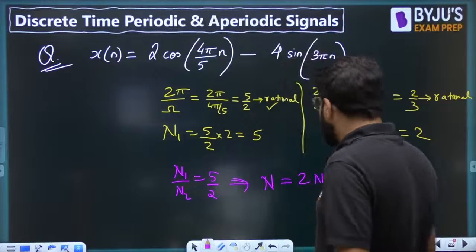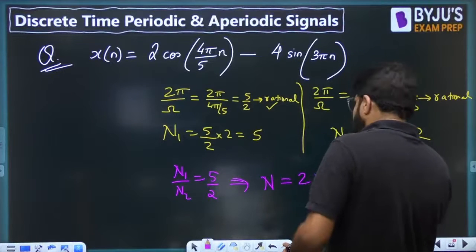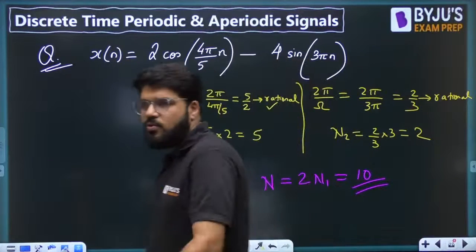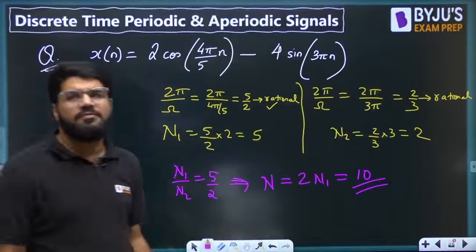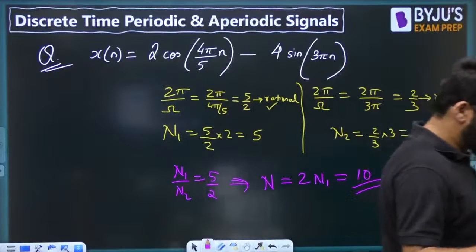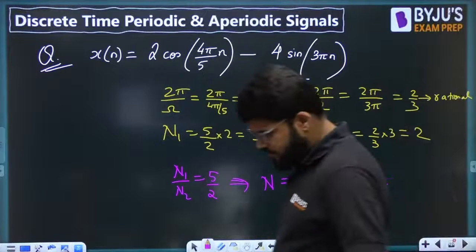Cross multiply, you get 2n1. Right, 2n1 will be equal to 10. 2 into 5 equal to 10, or 5n2, both are equal. Or LCM of 2 and 5, that is 10. Okay, so this is periodic having the period 10.